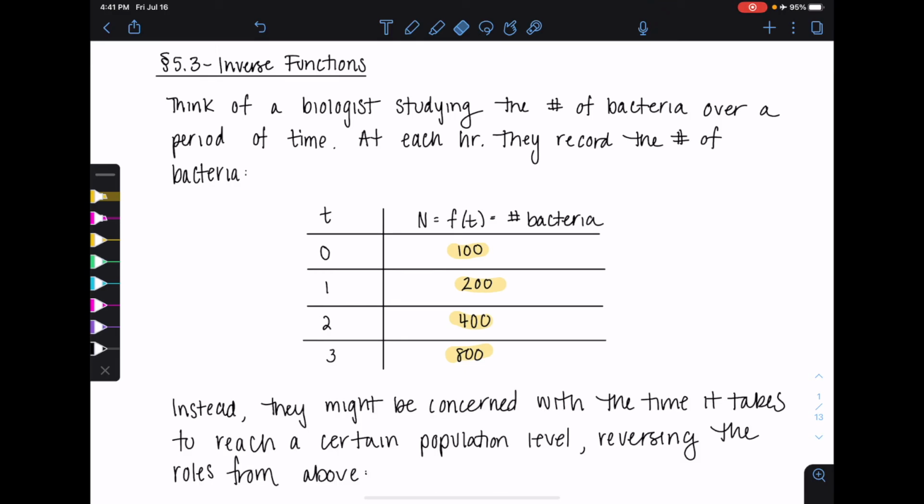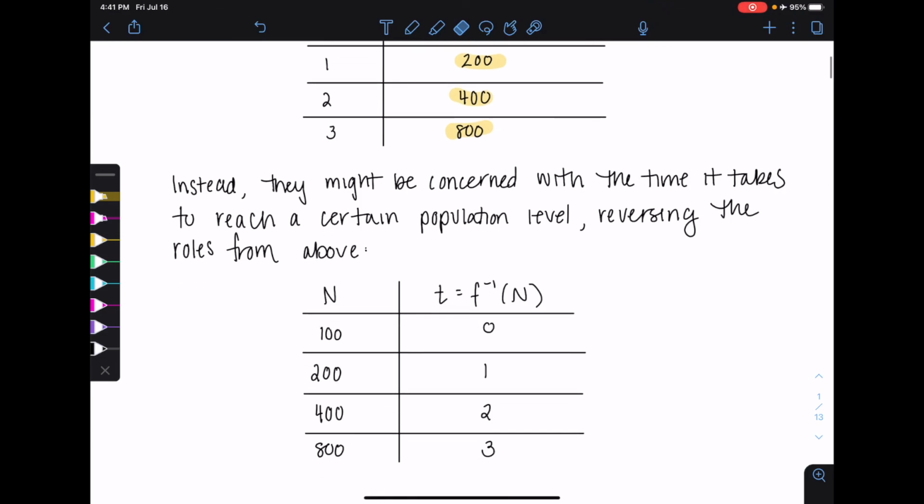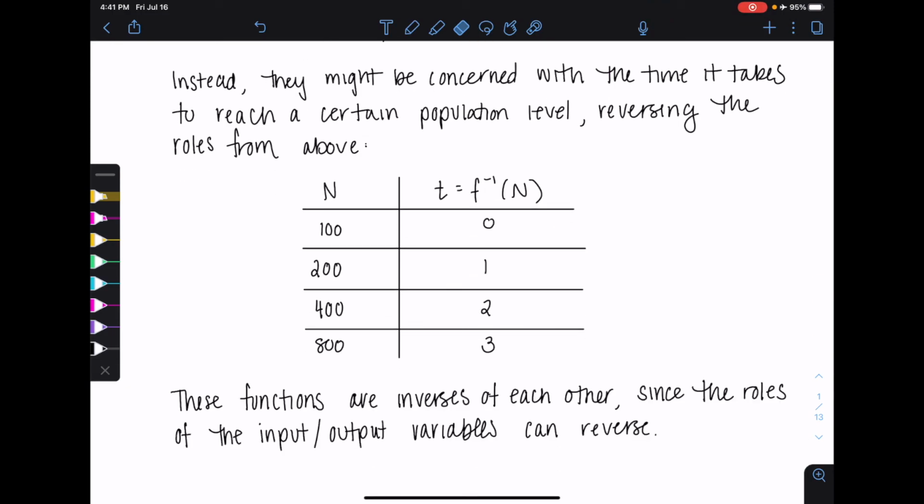But now maybe instead we're concerned with the time it takes to reach a population level. So instead we're going to reverse those roles. Maybe for a culture, they need a certain number of bacteria. They want to know the time it takes for it to get there so they can perform this experiment. So in this case, instead of my input being time, I'm going to input the number of bacteria and I'm going to get my time in return. So my input is now n. My output is a function of n. So this is inverting those roles of the input and output. These two functions are inverses of each other.